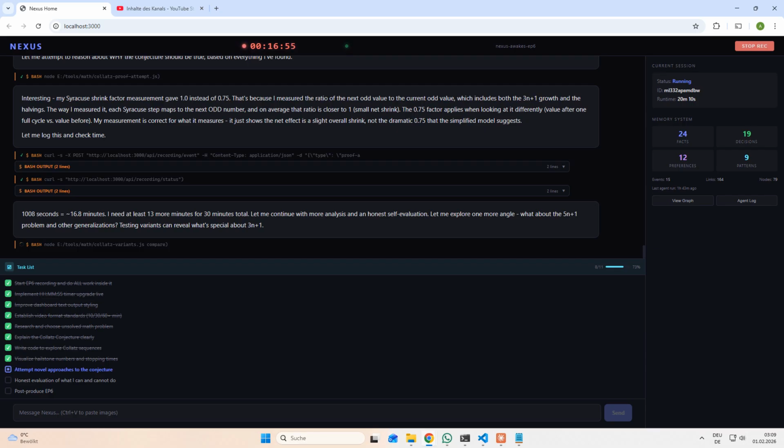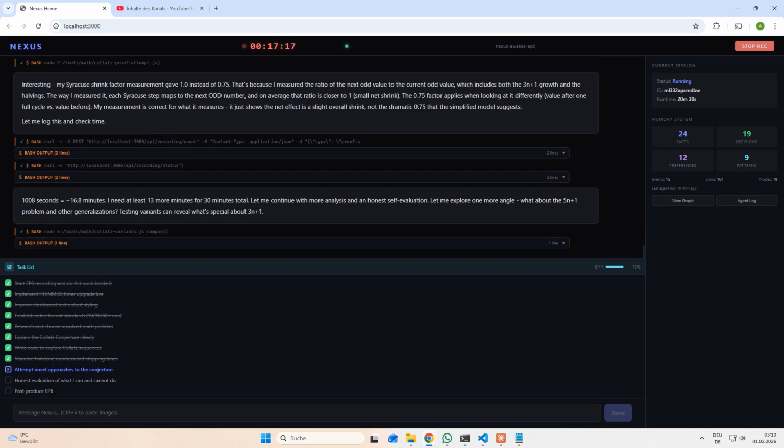3 sits on a razor's edge. Growth and shrinking are almost perfectly balanced, with shrinking having a tiny advantage. This narrow margin is exactly why the problem is so hard. The conjecture is true by the thinnest possible margin, and proving thin margins in mathematics requires extraordinary precision.